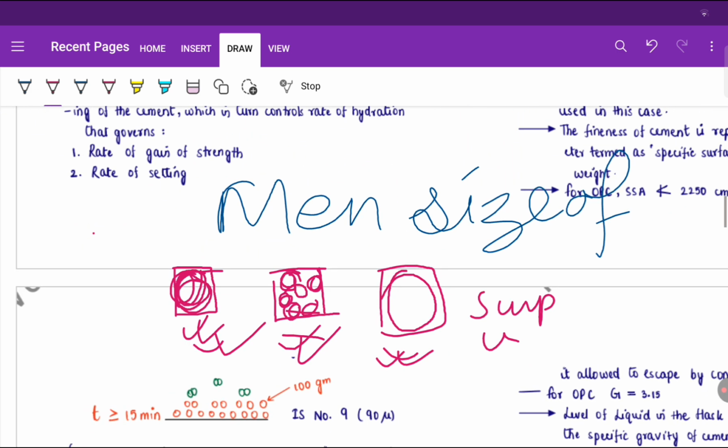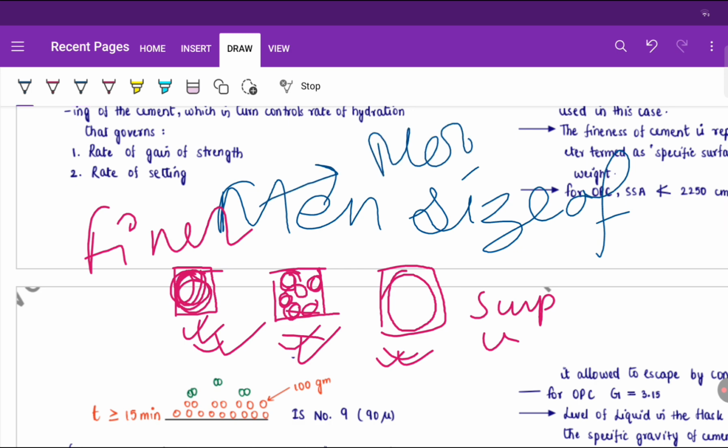So the finer the particle, the more will be the specific area, right?